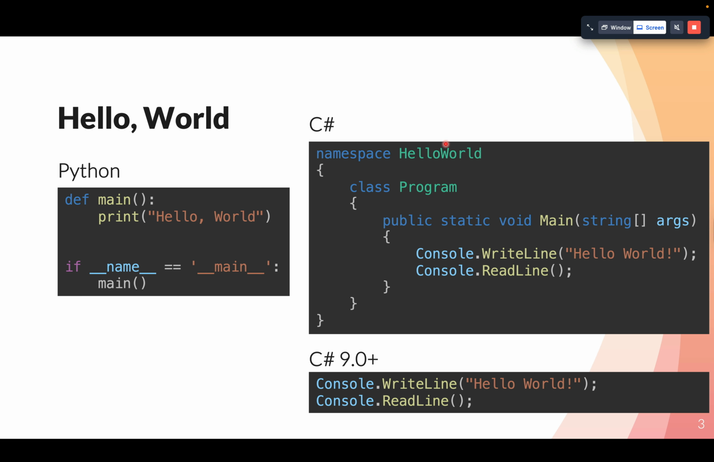So we would define a namespace, we would define a class. Typically it's called program, but it could be called something else, I think. And that program has a public static void main method that takes in an array of strings that's called args. And then this is the starting point for the program. So this is a lot of boilerplate. That is the starting point of a program.